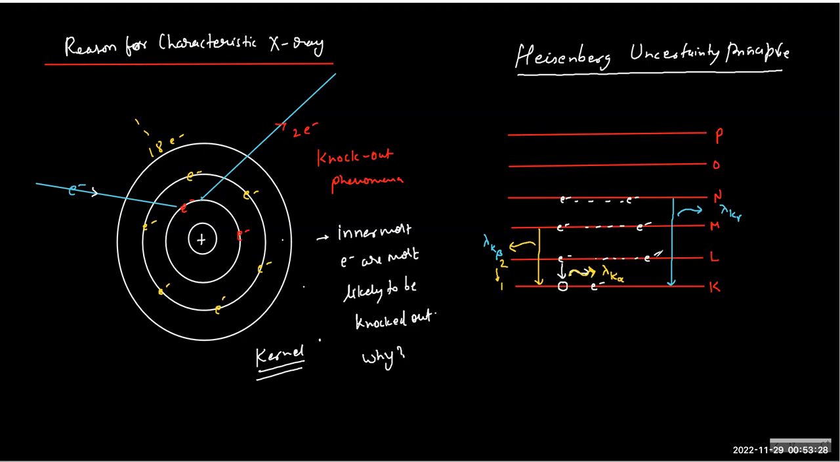Okay, which one will have more energy, gamma, beta, or alpha? Energy wise, which is maximum in these three cases? What is the energy relation? Gamma. Larger the transition, more the energy will be released. Correct. So the gamma, lambda K gamma is having maximum energy.